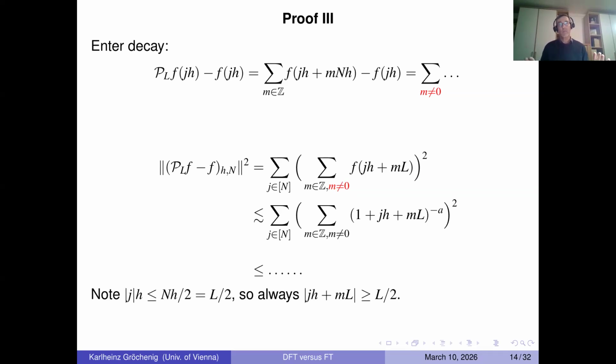So I just wanted to show you how this analysis involves Poisson summation formula, periodization, and the unitarity of the Fourier transform. That's, I think, where we got an advantage over just doing trapezoidal rule and truncation error.